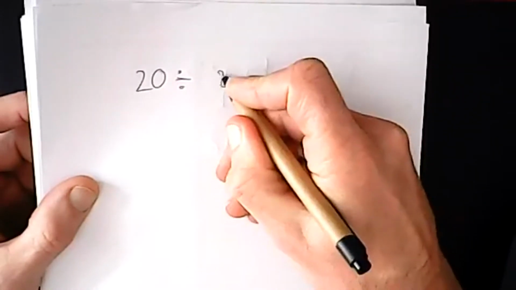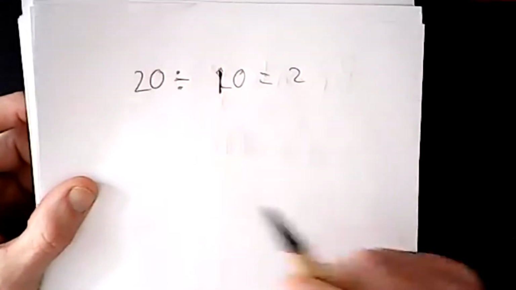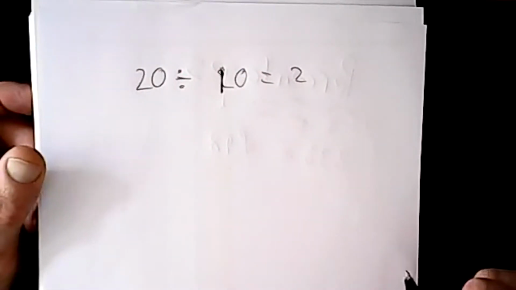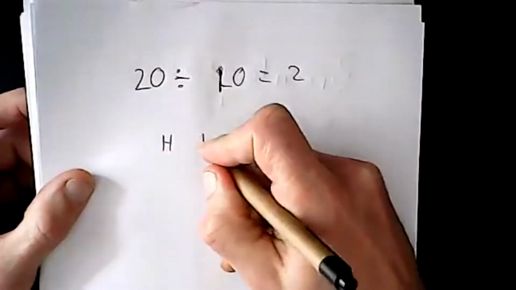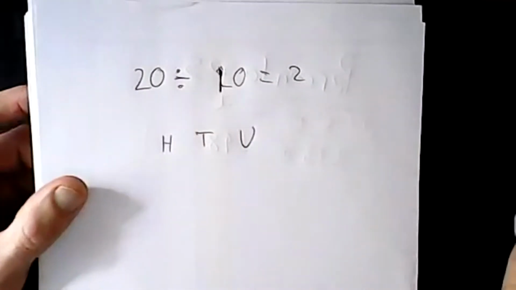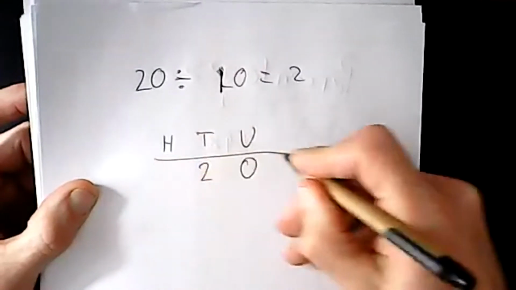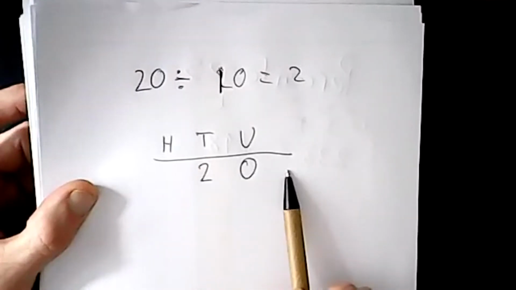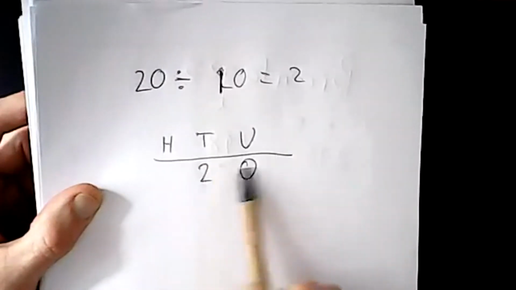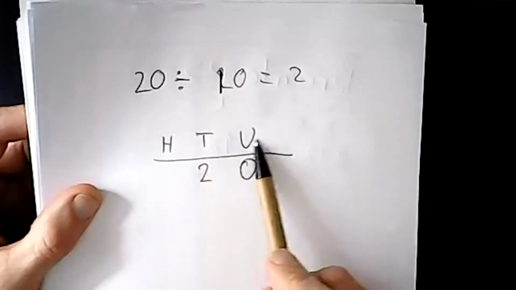Knock a nought off equals 2. 20 divided by 10 equals 2 because you knocked a nought off. But knocking a nought off isn't a great way of explaining things. So let's break this down so we're clear on what's going on. When we divide by 10, what we're actually doing is sliding the number one place to the right. This is called place value. We're all used to HTU in primary school: hundreds, tens, units.